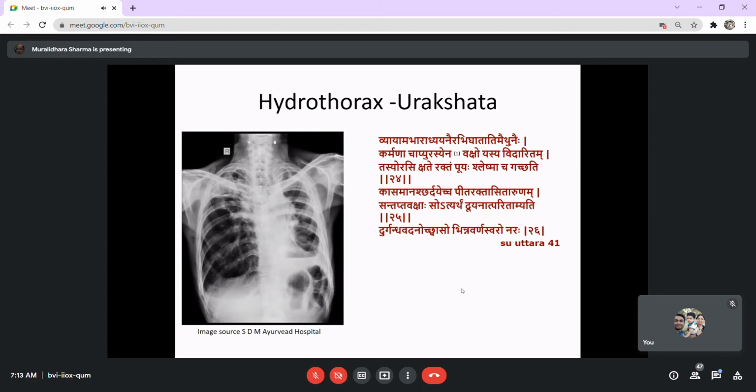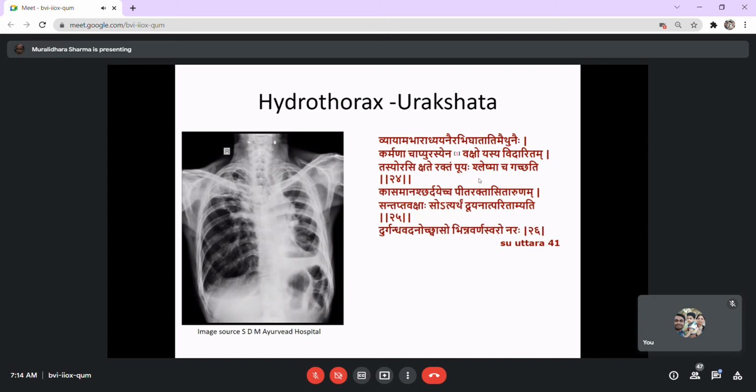Or even the presence of fluid in the chest, as in case of Urakshata: Urasi Kshate Raktam Puyah Shleshma Vagachari. Sushruta has clearly mentioned that there could be a fluid, which could be blood, pus, or any other source of fluid, accumulated in the chest. That accumulation of fluid in the chest can be confirmed by a chest X-ray, or more accurately by ultrasonography. Of course, ultrasonography is a more dependable tool to confirm whether there is fluid accumulated anywhere or not.